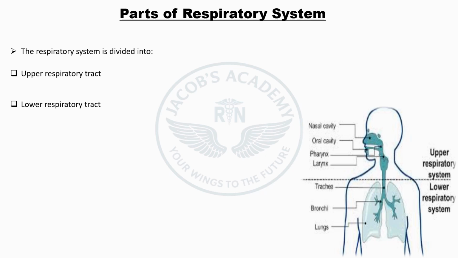Next is the lower respiratory tract. It begins with the trachea, which then divides into bronchi, and the bronchi further branch into smaller tubes and finally lead to the lungs, where actual gas exchange takes place. So understanding the divisions of the respiratory system into upper and lower parts is very important for clinical assessment, diagnosis and nursing care, especially when managing patients with respiratory conditions. So here in this image you can see the labeled parts.